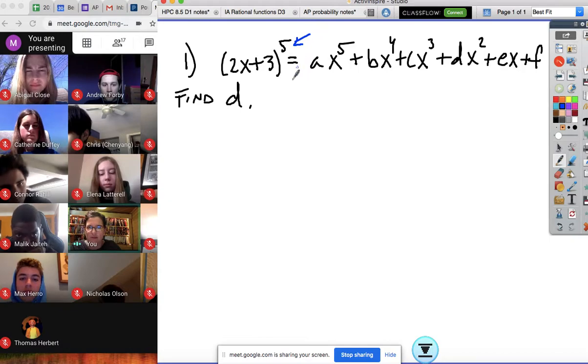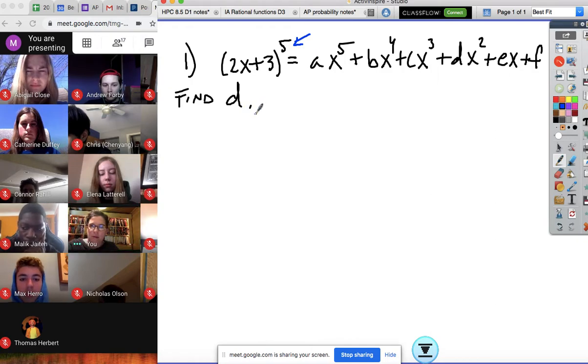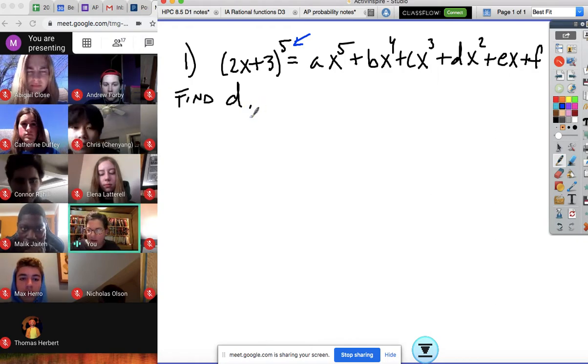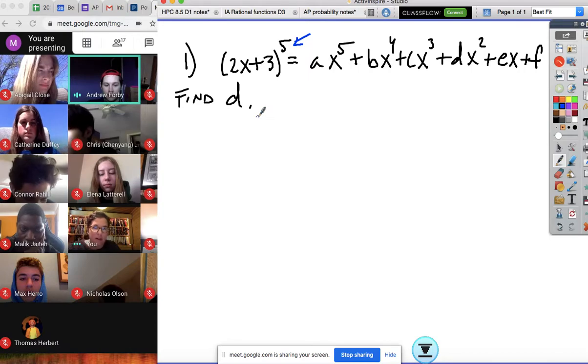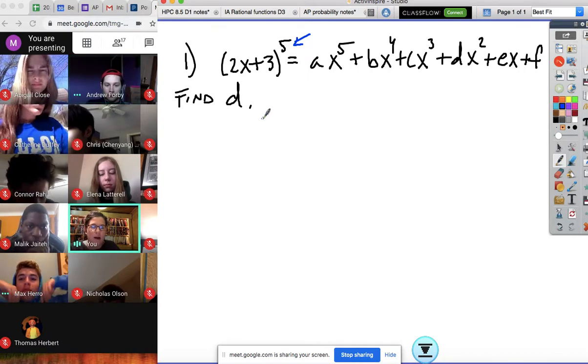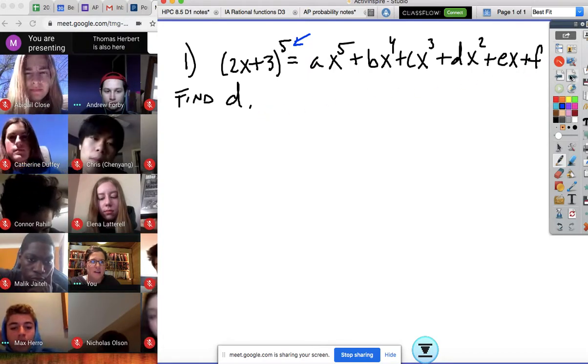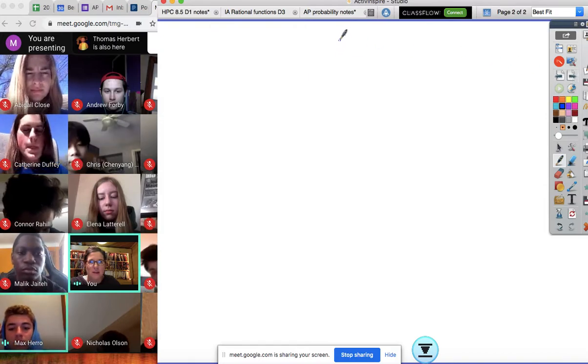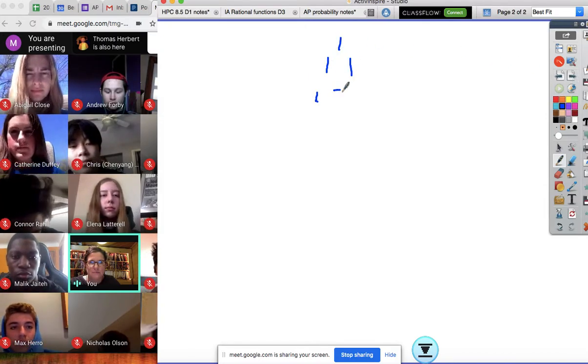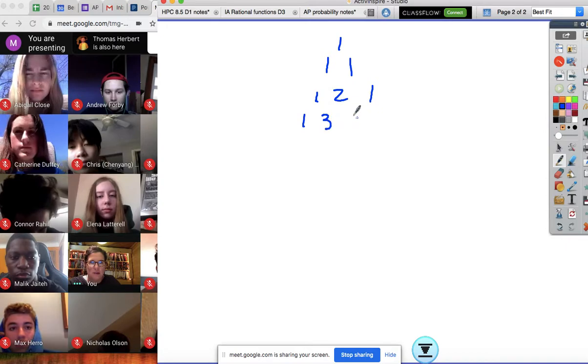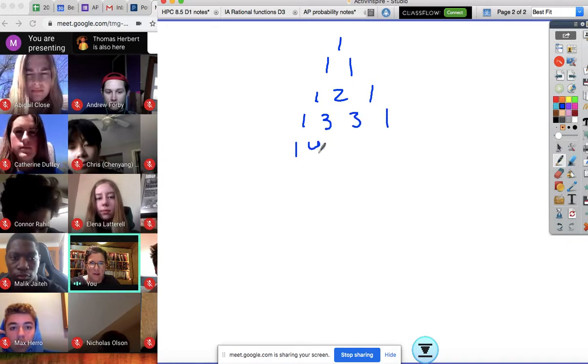So what do we do with that 5 right there? What does that 5 represent? You can unmute yourselves so that you can participate. What's that 5? Fifth row of Pascal's triangle. Yeah, 5th row of Pascal's triangle. Now, as a little side note, when you make Pascal's triangle, you should be able to recreate this when you need it.